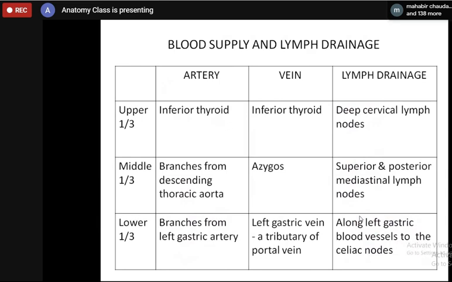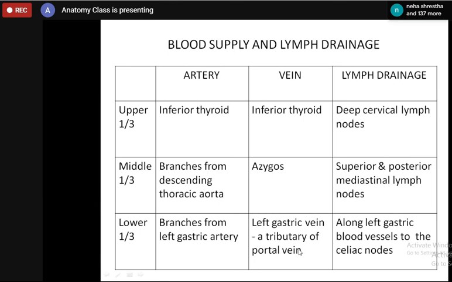This is just for your convenience, a tabulated form of arterial supply. The upper one third, that is the cervical part, is supplied by the inferior thyroid artery, the thoracic part by branches from the descending thoracic aorta, and the abdominal part by the left gastric artery. While the venous drainage is the inferior thyroid vein, the azygos and hemiazygos vein, and then the left gastric vein, which is a tributary of the portal vein.